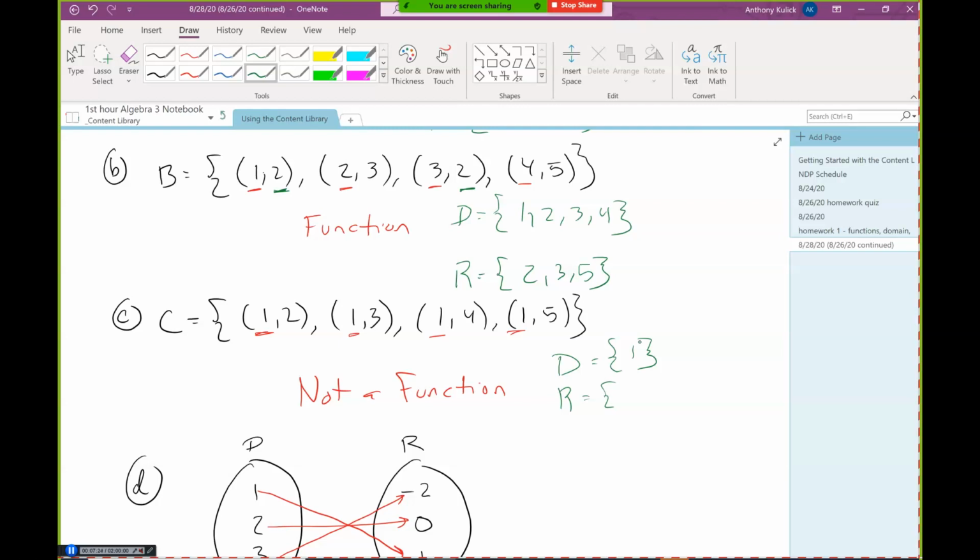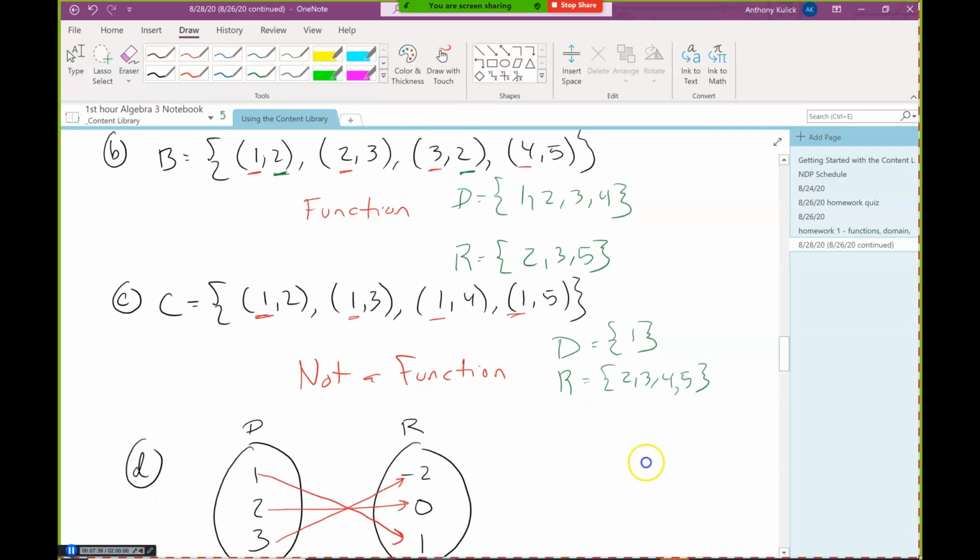And what would the range be? 2, 3, 4, 5. So far, so good? Okay.